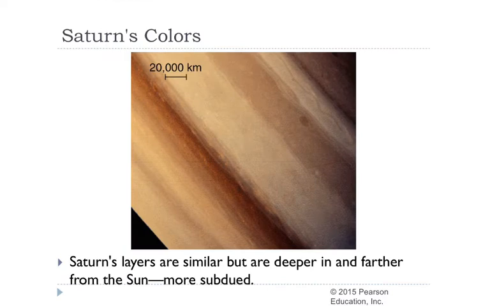Here's an image of Saturn, and we could see similar colorations there. And again, the different coloration there indicating different altitudes with those cloud lines, but very similar to that of Jupiter's composition.